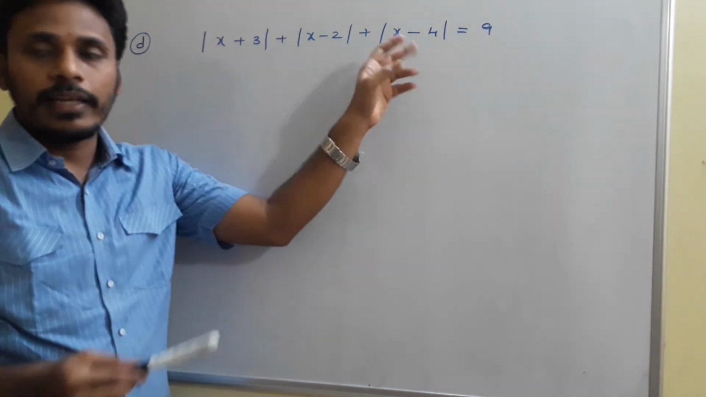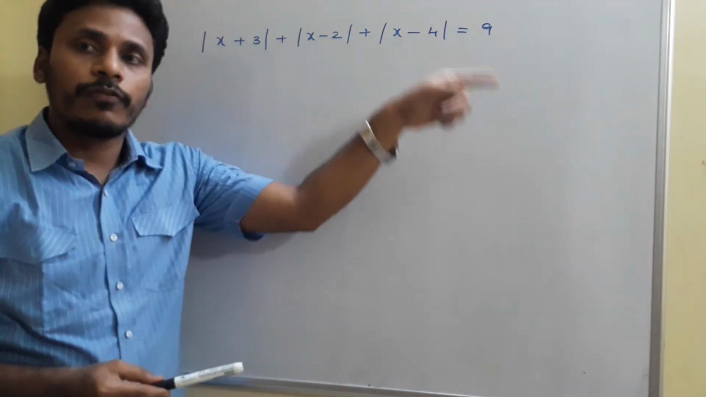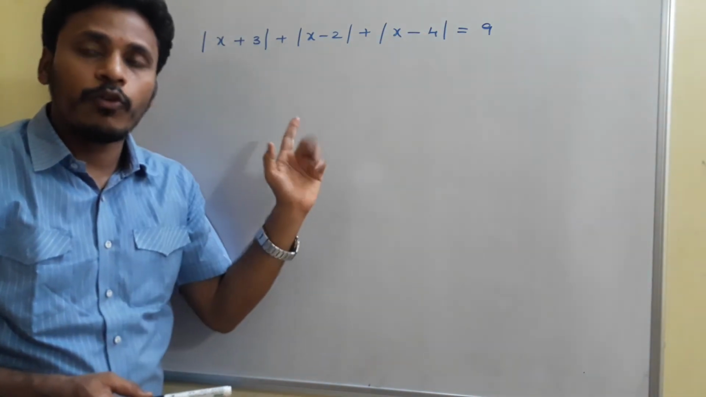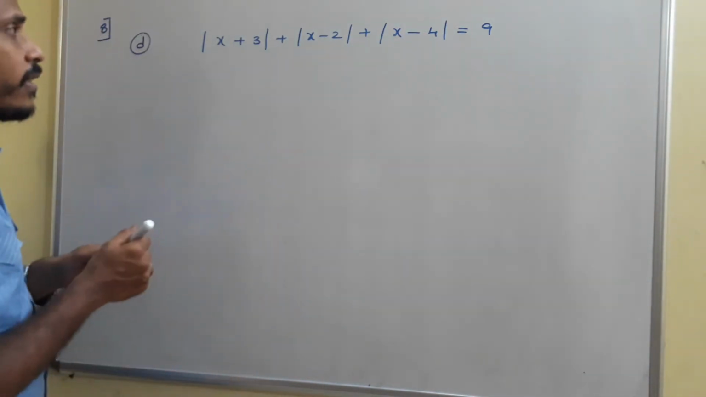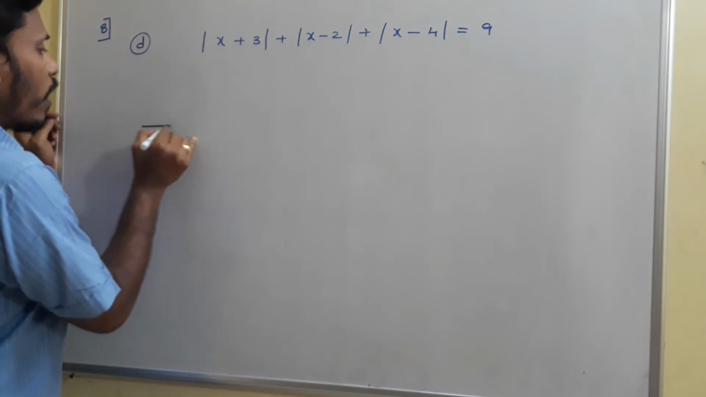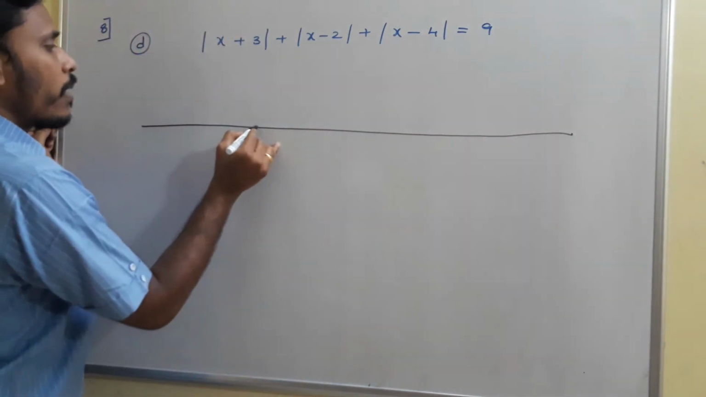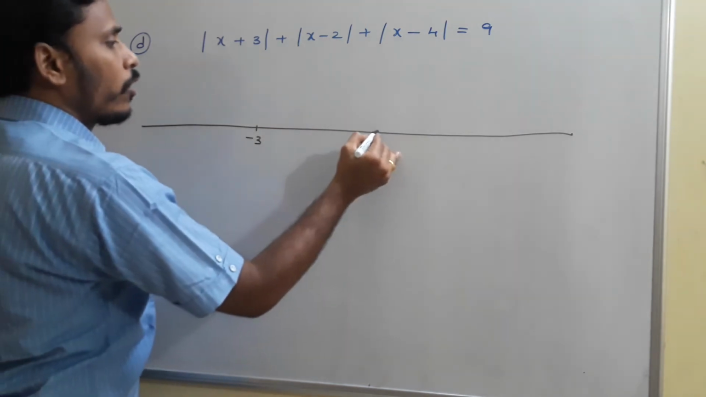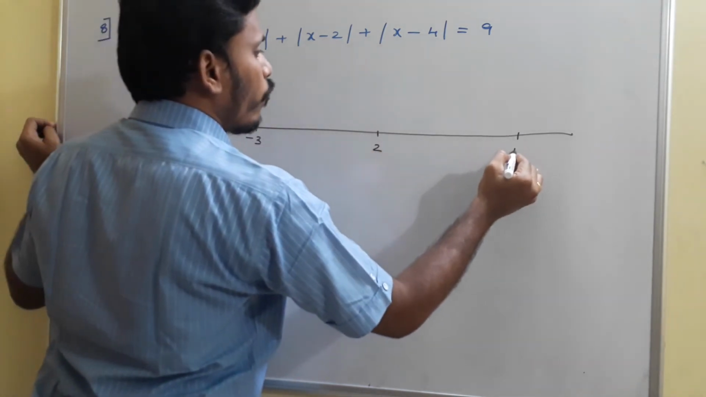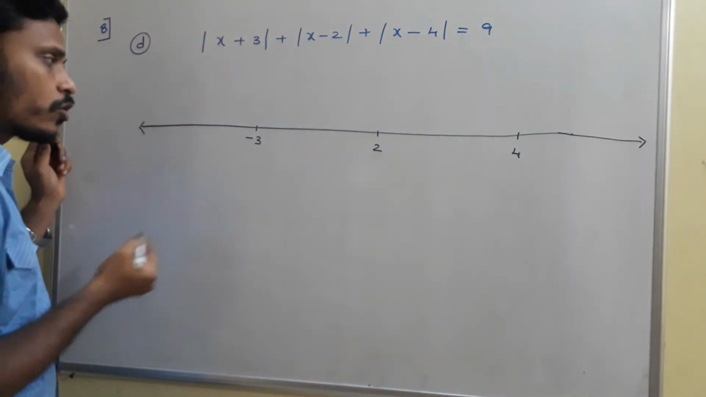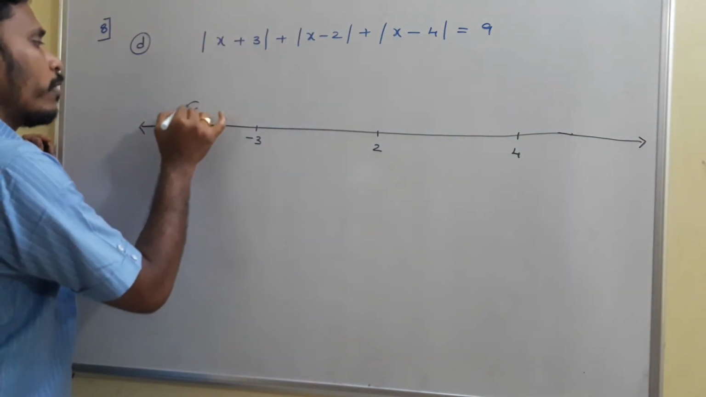And here the critical value is 4. After that 4, if x is greater than 4, x minus 4 is positive. If x is less than 4, x minus 4 is negative. And at the end, for this problem, how many critical points do we have? Here the critical points are minus 3, 2, and 4. So there are 3 critical points, and so we need to solve the problem in 4 cases.